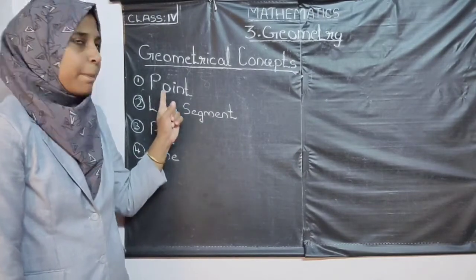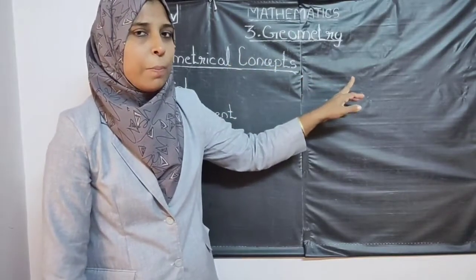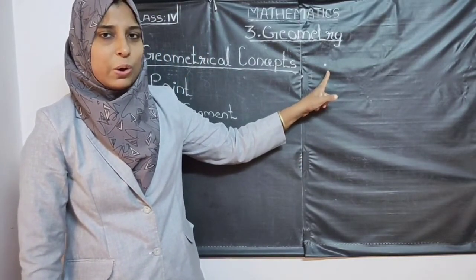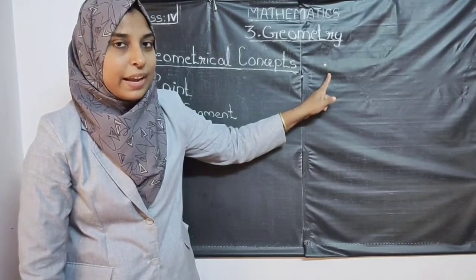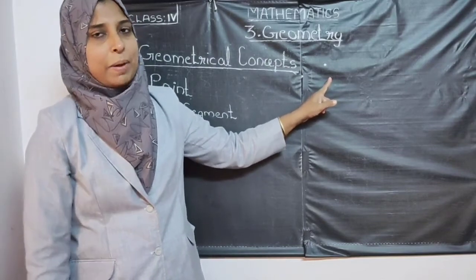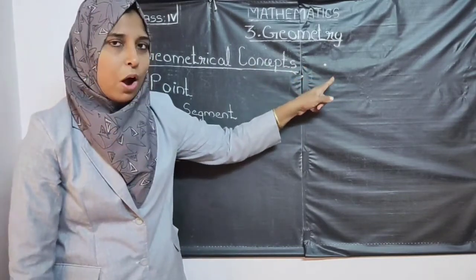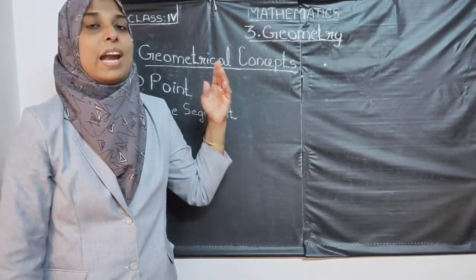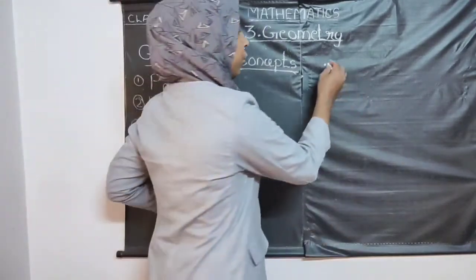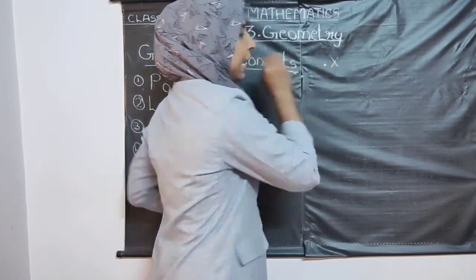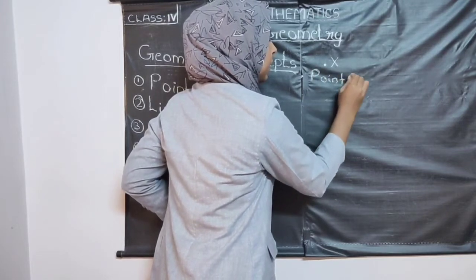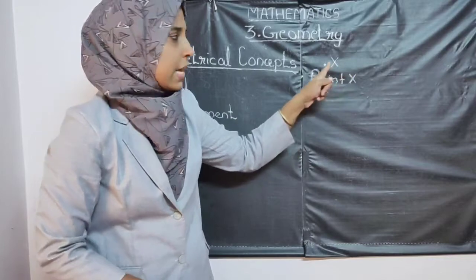So let's see what is a point. For that I'm going to put a dot here. A small dot. A point is represented by a small dot made by any sharp object like a pencil or pen. Here a small dot is a point, and we can name a point using the capital letters of the English alphabet. Look here, I am going to name it as capital X. We can write, this is a point X, a small dot.